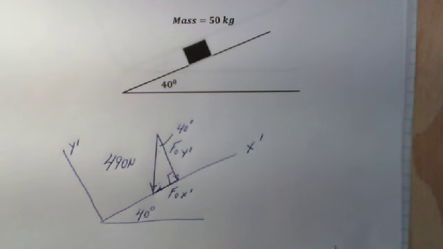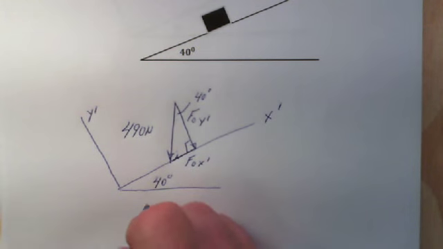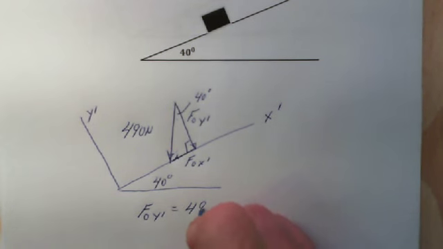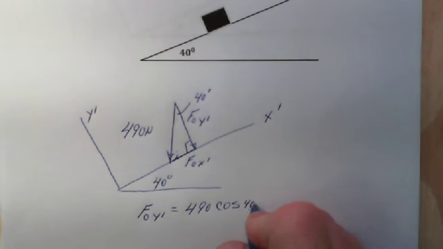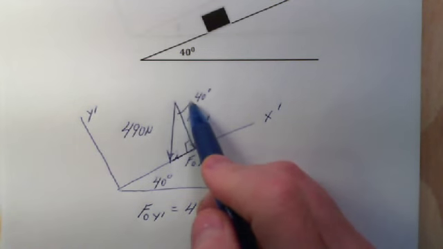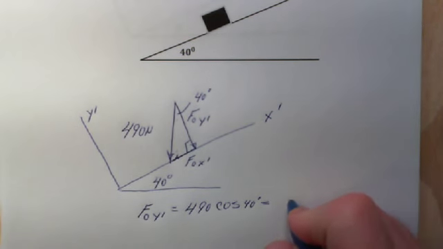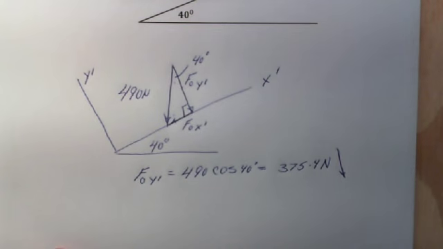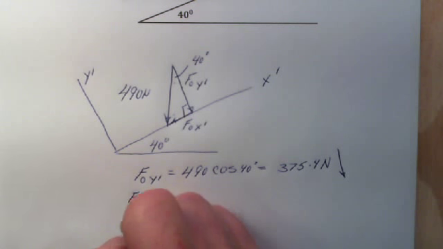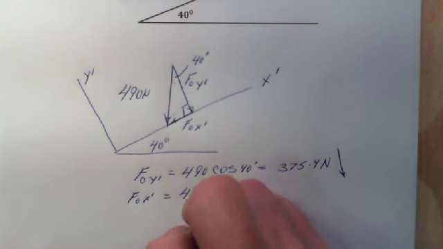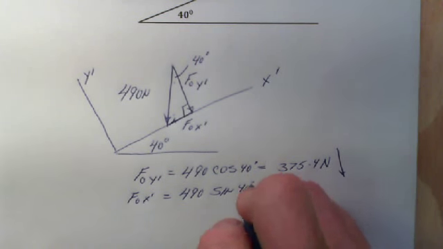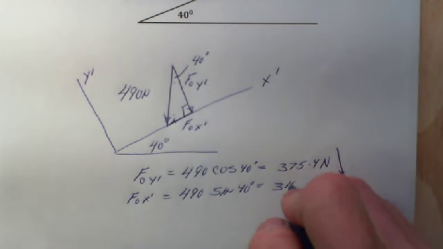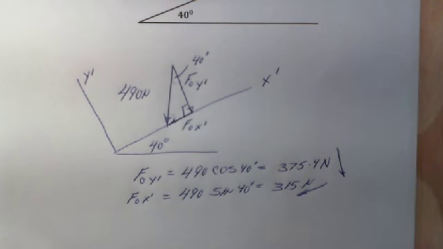So now let's run what these values are going to be. The force of the object in the y prime direction is just going to be 490 times the cosine of 40 degrees, and the reason it's cosine is because it's adjacent to the angle. When we run that value, that gives me 375.4 newtons, coming straight down in this direction. The force of the object in the x prime direction is going to be 490 times the sine of 40 degrees, which gives me 315 newtons going down in this direction.